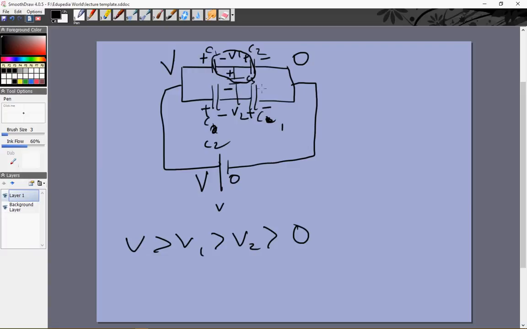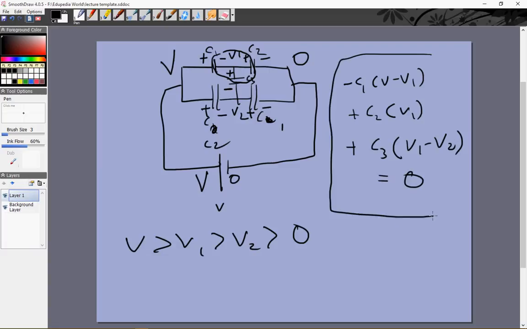So, this plate has a charge of minus C1 times the potential difference, which is V minus V1. What is the charge on this plate? That is positive C2 times V1 minus 0, so basically V1. What is the charge on this plate? If you assume V2 greater than V1, it would be negative, but right now it's positive. Plus C3 times, what is the potential difference between these two? V1 minus V2. And what is this equal to? 0, because the total charge is 0.